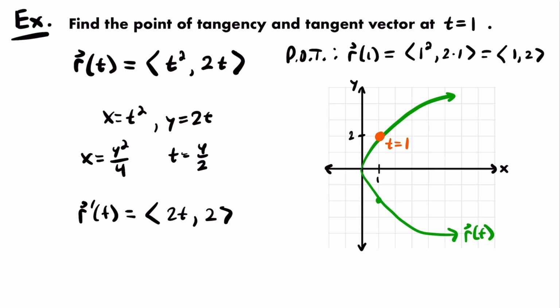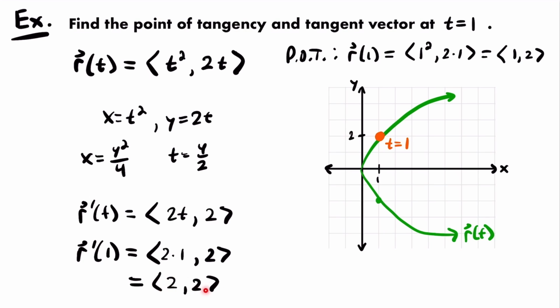So now, if we plug in 1, we'll have r prime of 1 equals 2 times 1 comma 2, which gives us the vector 2, 2. Okay, so that right there is the tangent vector at t equals 1. That would be the final answer to this example problem, but I do want to show you what that looks like graphically on this plane curve.